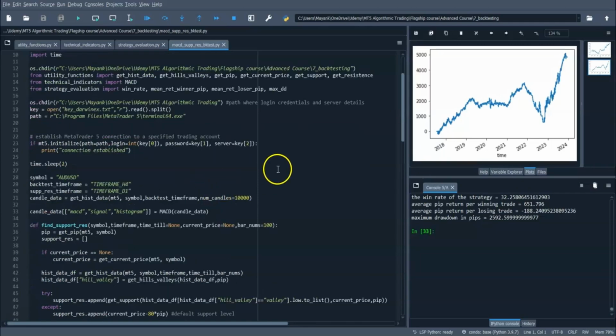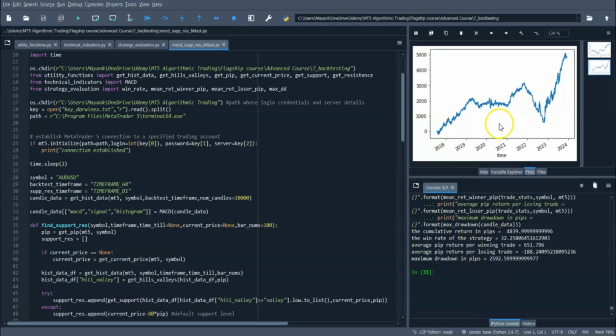So for example, in the last few lecture videos, we backtested this code. We discovered that the performance of this particular strategy would have been lukewarm, nothing great, nothing very disappointing. So at this point, you may want to tweak the strategy a bit. A good place to start would be changing the backtesting and the support resistance time frame and see whether the strategy performs better on lower granularity candles or higher time frame candles.